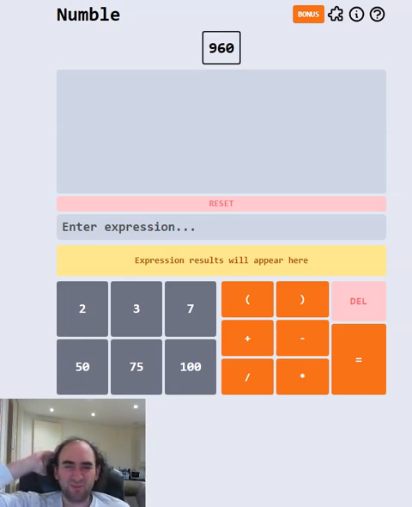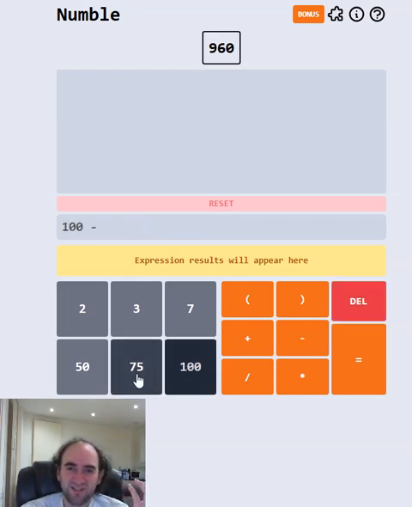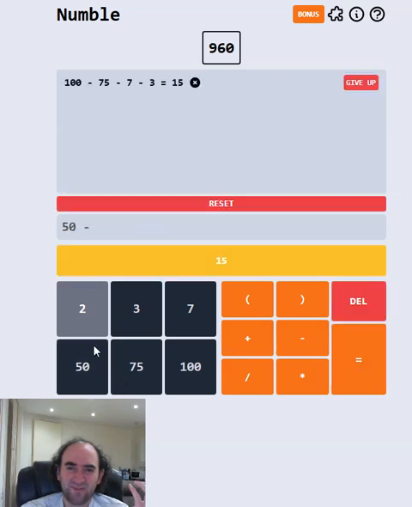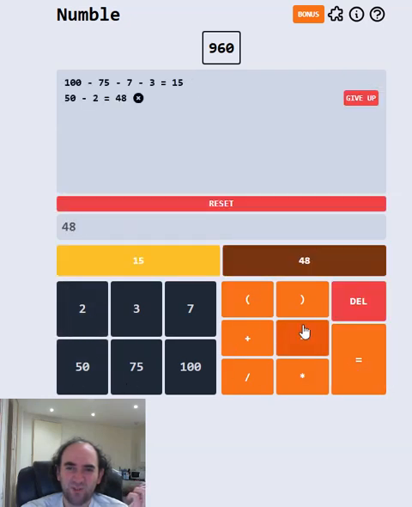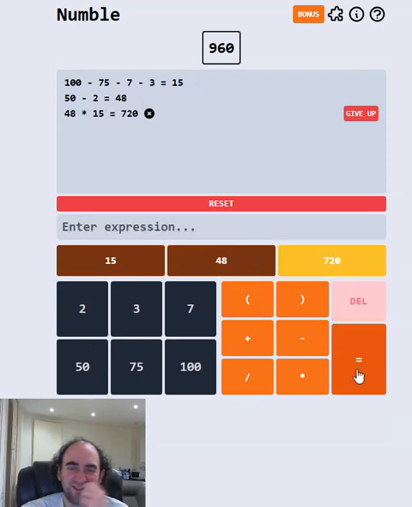Is it divisible by 15? It must be if it's divisible by 3 and 5. 192 divided by 3 is 48. Is it 48 times 15? Is that the answer? That's 15, and that's 48. That doesn't work, does it? What's gone wrong with my maths?